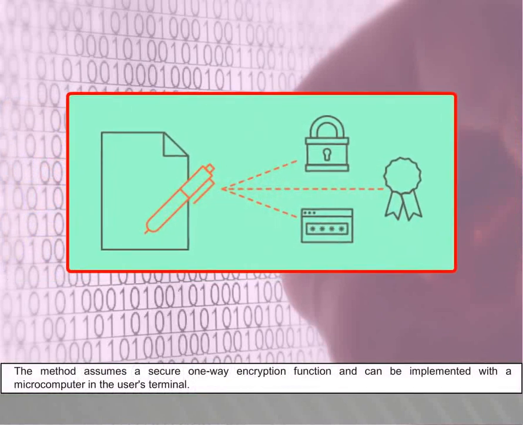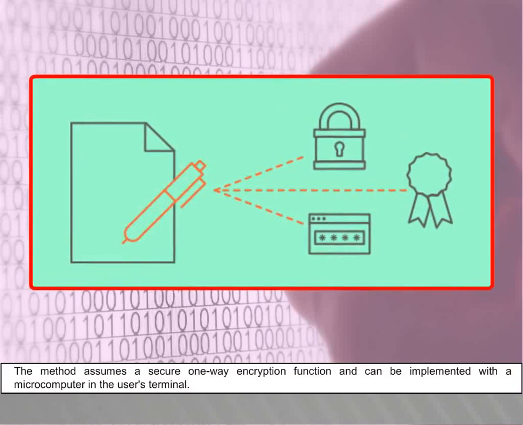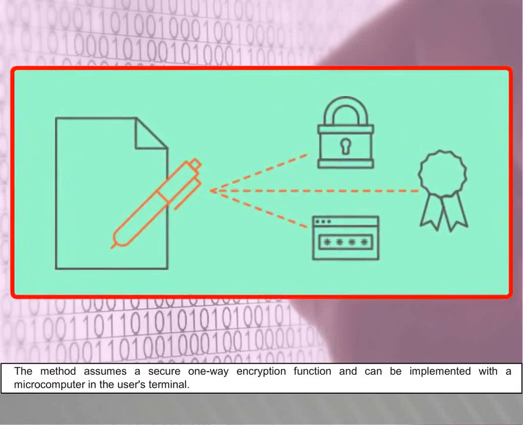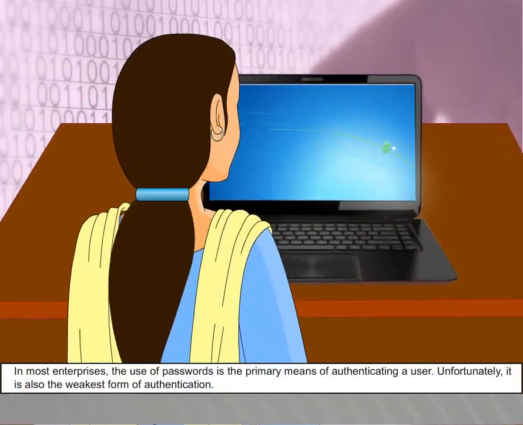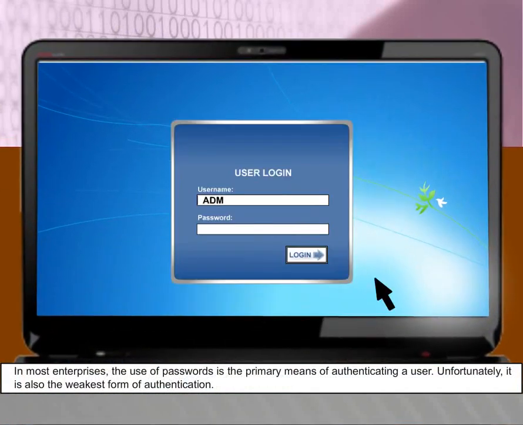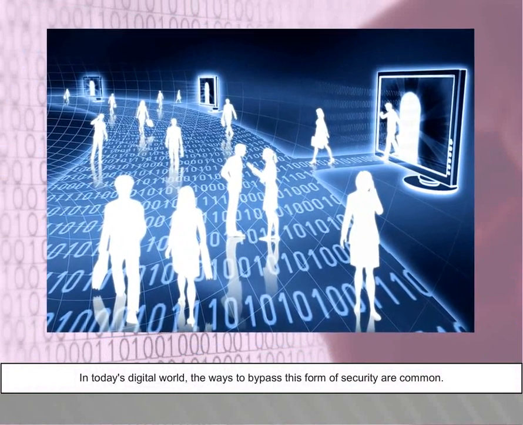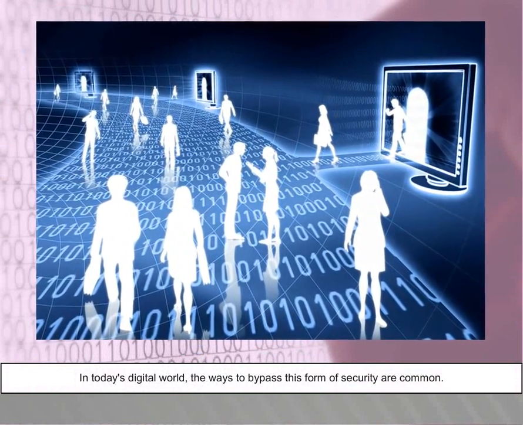The method assumes a secure one-way encryption function and can be implemented with a microcomputer in the user's terminal. In most enterprises, the use of passwords is the primary means of authenticating a user. Unfortunately, it is also the weakest form of authentication. In today's digital world, the ways to bypass this form of security are common.